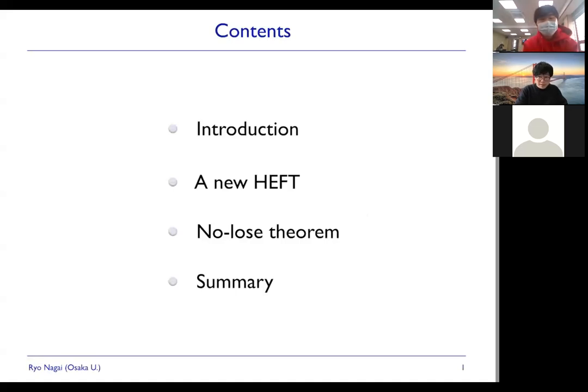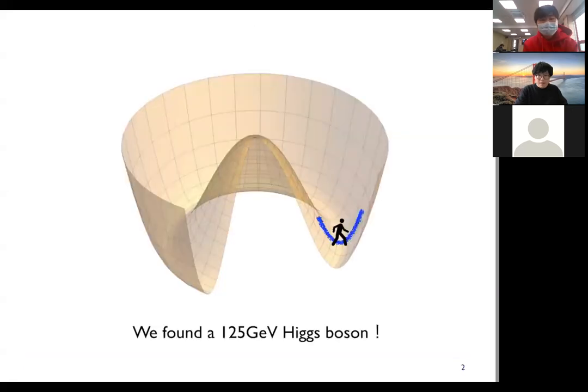Okay, let me start with the introduction. Well, as you know, in 2012, we found a 125 GeV Higgs boson at the LHC collider experiment. And the discovered particle is nothing but the last particle predicted in the standard model. So we finally confirmed that the standard model is completed. Amazingly, the standard model explains many experimental results so far. So we believe that the standard model describes the world of particle physics very, very well. That's amazing.